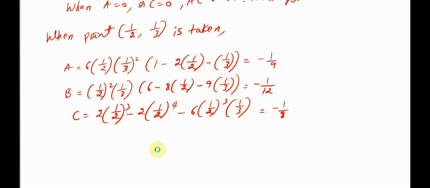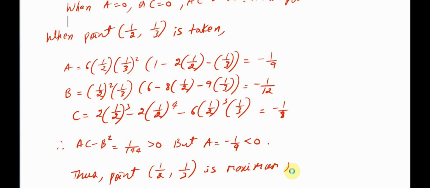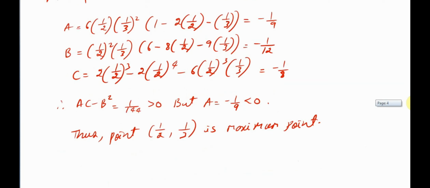So now if you simplify AC minus B square, you must get this as 1 upon 144, which is greater than 0. But A is equal to minus 1 by 9, which is less than 0. Thus we can see very easily, students, this is greater than 0 and this is less than 0. We know that the point is going to become a maximum. So 1 upon 2, 1 upon 3, only 1 point we are getting maximum. So when you get a maximum point, immediately the function is extremum.